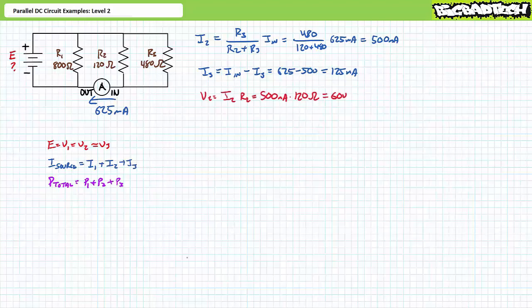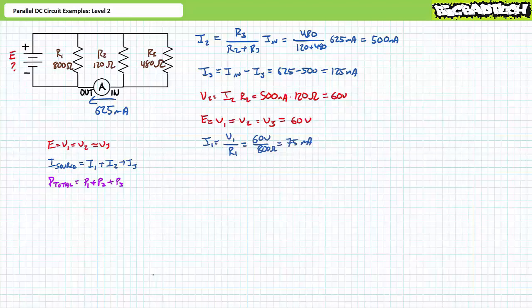An application of Ohm's law demonstrates that V2 is 60 volts. Voltage across elements in parallel is the same. E equals V1, which equals V2, which equals V3, and they all equal 60 volts. An application of Ohm's law solving for I1 demonstrates that I1 is 75 milliamperes. Source current is equal to I1 plus I2 plus I3. Substituting our calculated values yields 700 milliamperes.